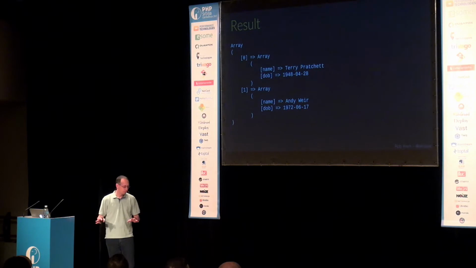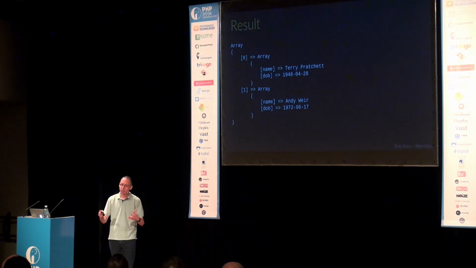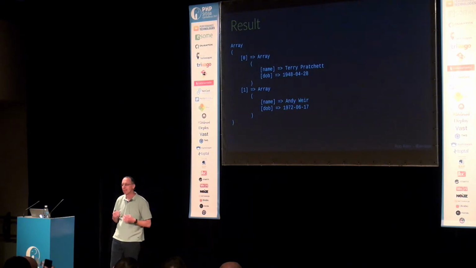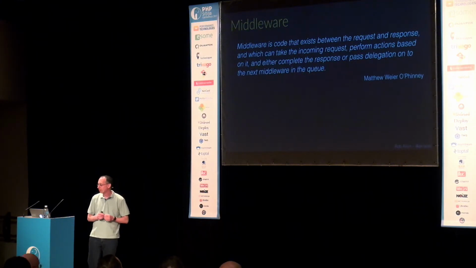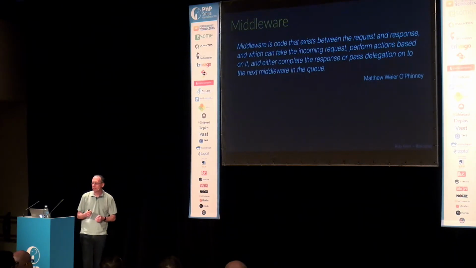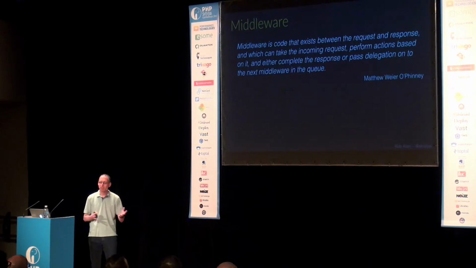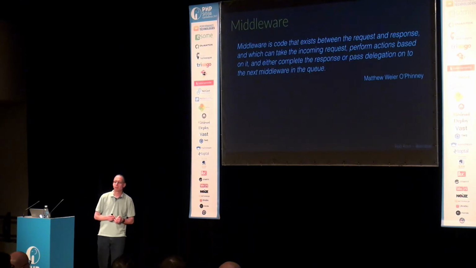Okay, just like segue now, because we want to run this, every single request that comes in, we need to register our media type parser. How are we going to do that? The way we do that is something called middleware. This is a quote from a friend of mine, Matthew Garofoli. Middleware is code that exists between the request and the response, which can take the incoming request, perform some action on it, and then either complete the response or delegate onto the next middleware in the queue.